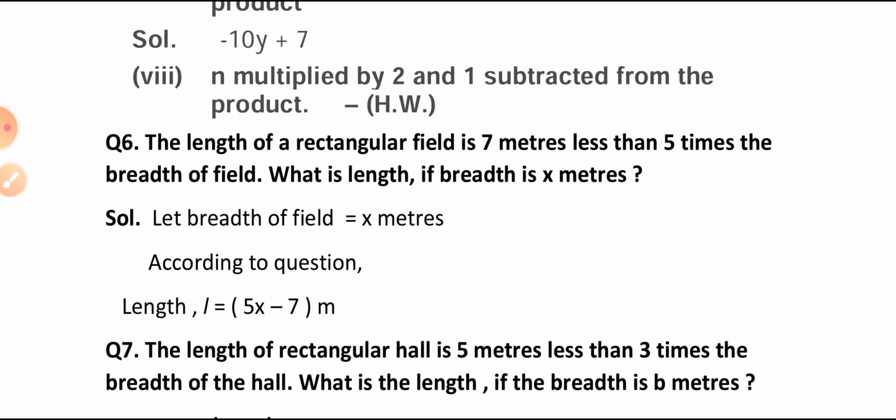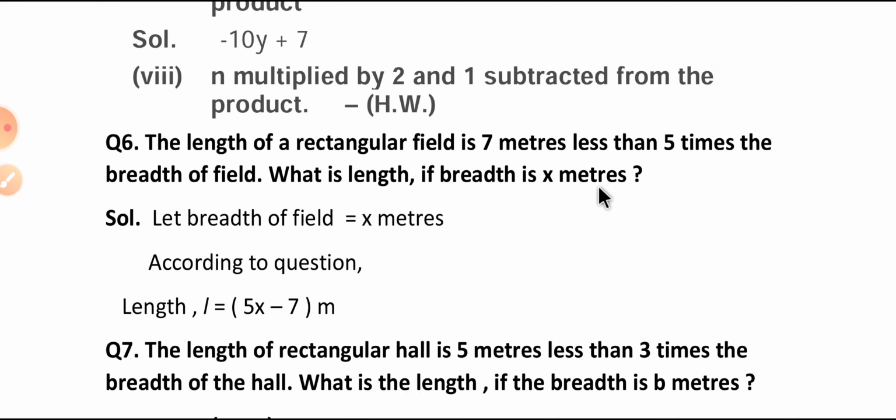Then see question number 6. The length of a rectangular field is 7 meters less than 5 times the breadth of the field. What is the length if breadth is x meters? Here you can see a formula is used, as we use in perimeter, like 4 into a, for a square with side a. So using that we have to make these equations also.